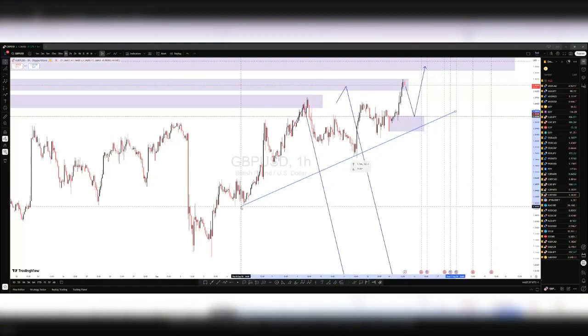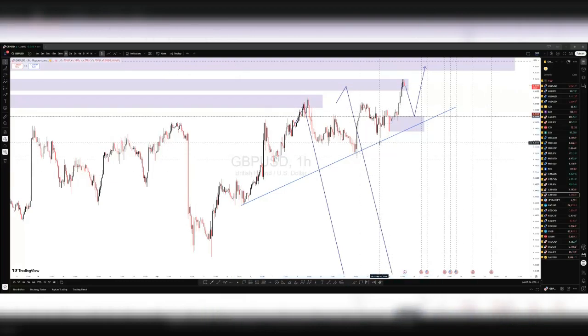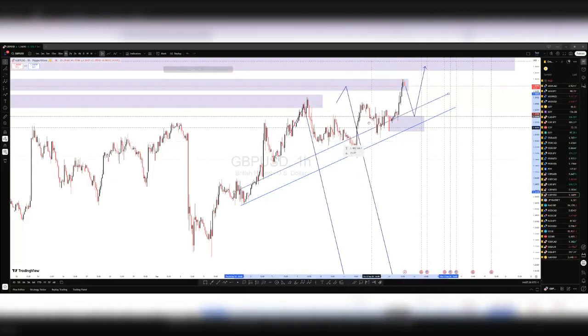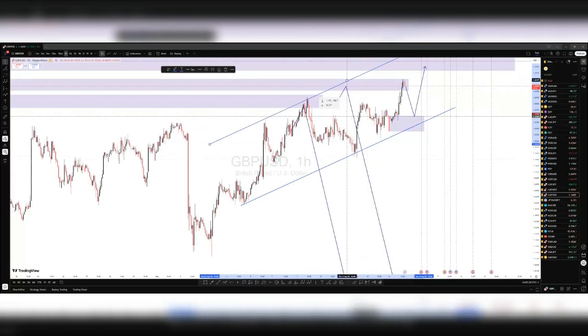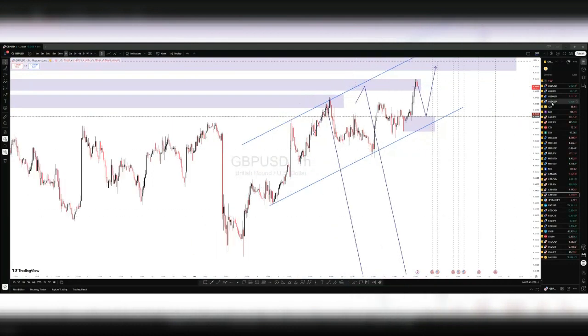That's my sentiment on GBP USD. There's a huge possibility that this is what plays out on GBP USD. Okay, so that is GBP USD. Before we go further, let's quickly confirm this with the DXY.